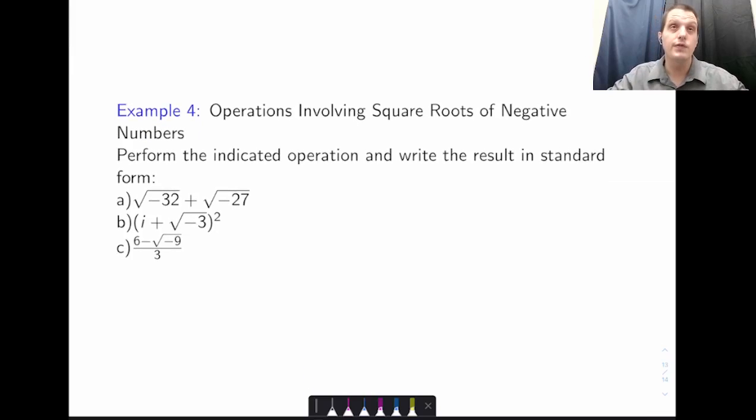All right, example 4. Perform the indicated operations and write the results in standard form. So there we go. There's our needing to write two different things here.